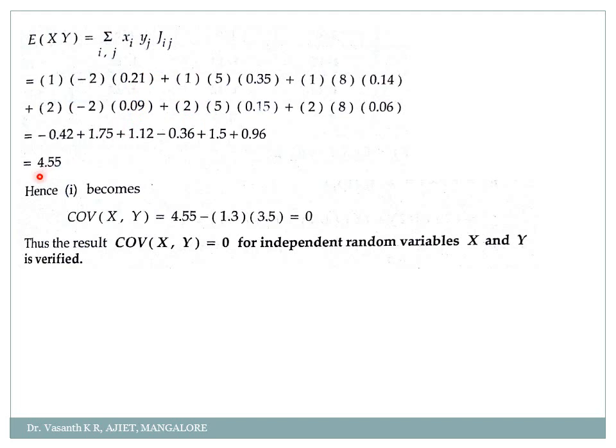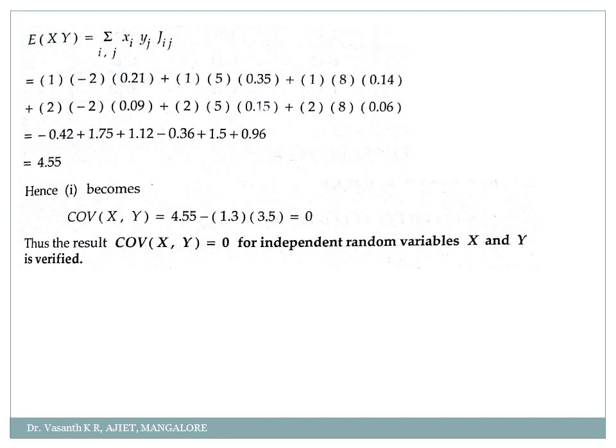We have done here, I am getting 4.55 minus expectation of x is 1.3, expectation of y is 3.5. So when I do this, I should get 0. Thus the result, covariance of xy is equal to 0. Is it verified? Yes, it is verified. That's it. Hope you are clear with this problem, my dear students.